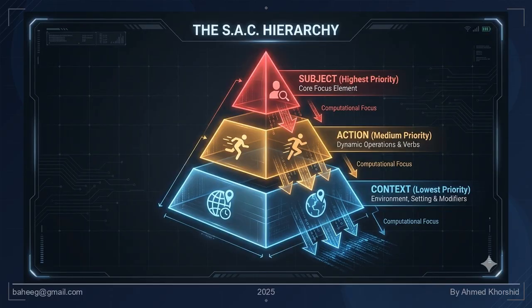Figure: an extra detailed AI-ready prompt for an AI-generated diagram showing a pyramid structure labeled the S.A.C. hierarchy. The top section is labeled subject, highest priority, in bold red. The middle section is action, medium priority, in amber. The base is context, lowest priority, in cool blue. Visual arrows flow downward, indicating computational focus. The background should be a clean, technical dark mode UI style.